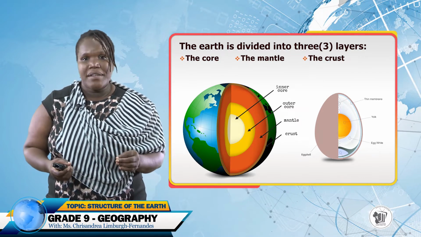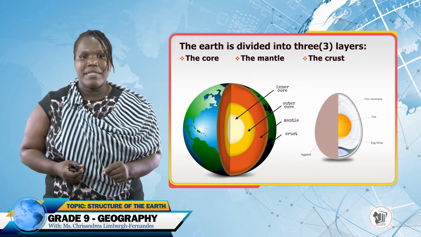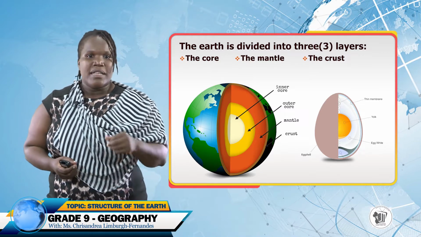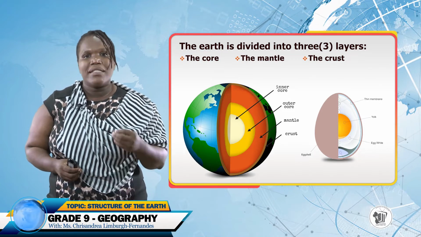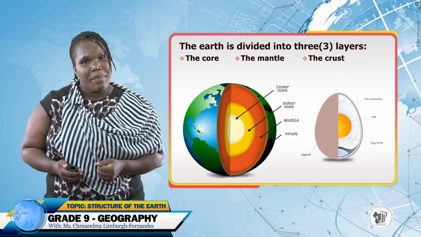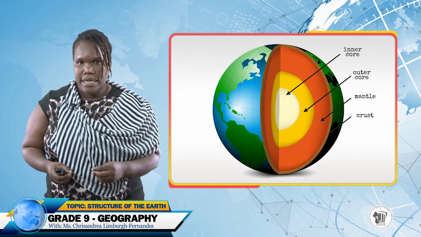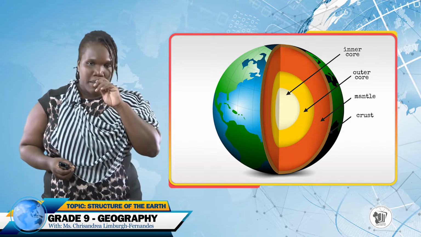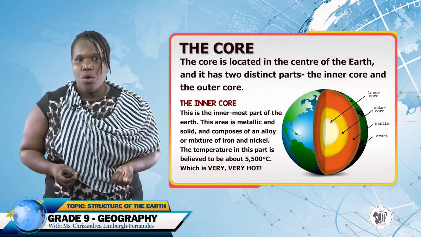Now, if we think of the earth as a hard-boiled egg, the shell could represent the crust. The albumen, or the white part of the egg, could represent the mantle. And finally, the core could be represented by the yolk. Now we'll go into details about these layers of the earth. We'll start with the core.